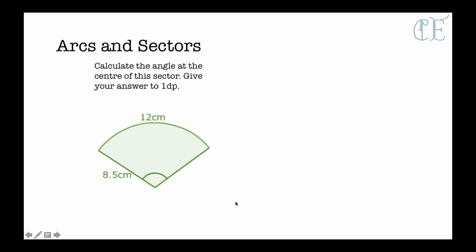Okay, so calculate the angle at the centre of this sector, giving your answer to 1 decimal place. In this instance, we're going to use the length of the arc formula. That means we need to use our angle at the centre, which we don't know, divided by 360 times 2 pi r. If we wrote that out again, but we can't put our angle in, we'd end up with 2 times pi times 8.5, which is here. That would give us an answer of 12, because the length of our arc is 12. It's telling us that already. We've got to try and find out the angle here.